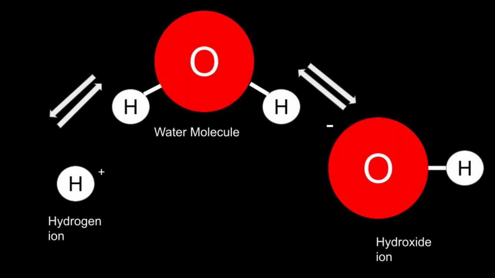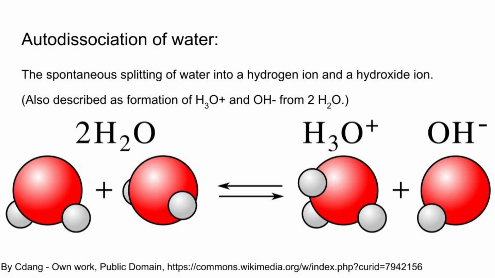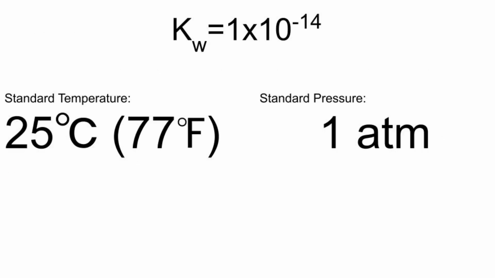Water does a weird little trick that involves randomly splitting a tiny fraction of its molecules. The H2O becomes a positively charged hydrogen ion and a negatively charged hydroxide ion. These ions also randomly recombine back into water molecules. Chemists call this balance between water molecules, hydrogen ions, and hydroxide ions the autodissociation constant. At standard temperature and pressure, the autodissociation constant is 1 times 10 to the negative 14th.